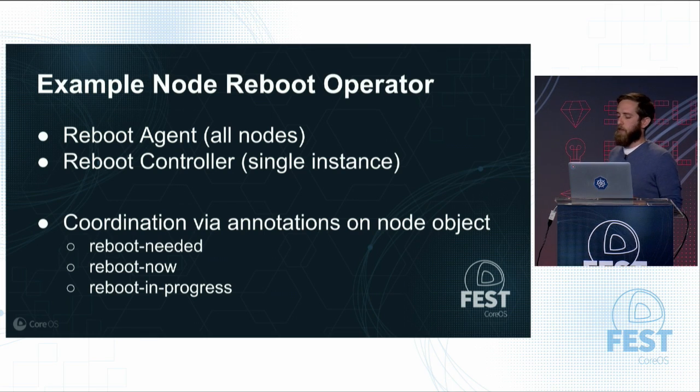And then these two components are just going to be communicating with each other using annotations on node objects. So we're going to be building on top of existing Kubernetes objects. We're not really introducing new objects here. We're just using existing functionality to build new concepts. And so the communication points we have are: this node needs a reboot, or this node needs to reboot right now, or this node is currently in the process of being rebooted.